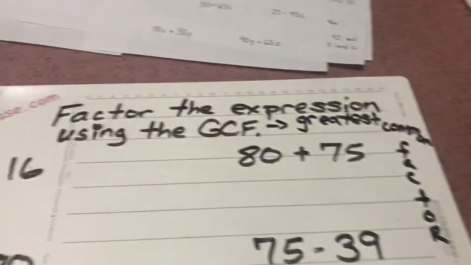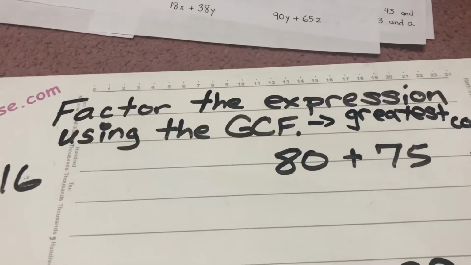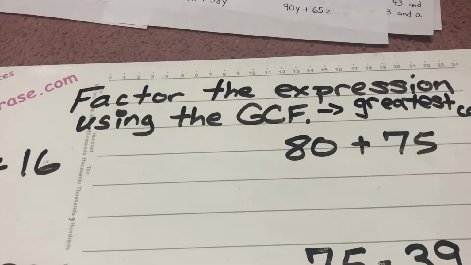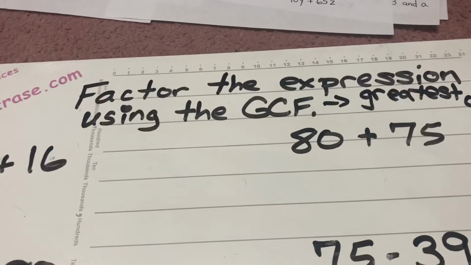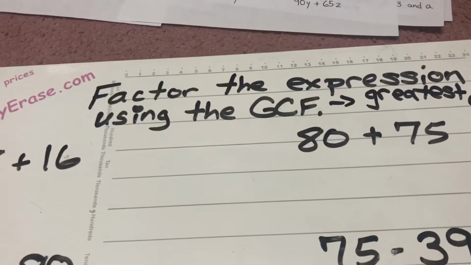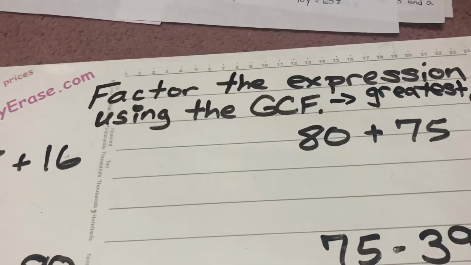A factor, remember, are numbers that can go into another number. The factors of 8 are 1, 2, 4, and 8 because those are the numbers that can evenly go into 8. When we're talking about common factor, we're looking at 2 or 3 different numbers, trying to find the biggest possible number that can go into both.